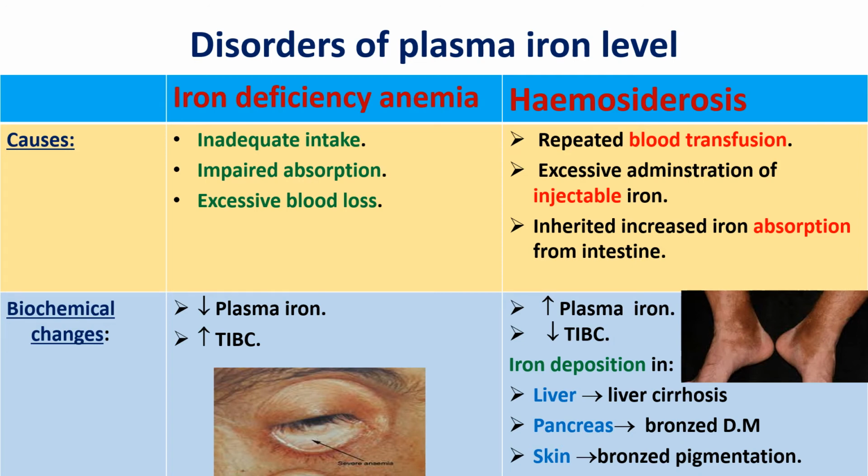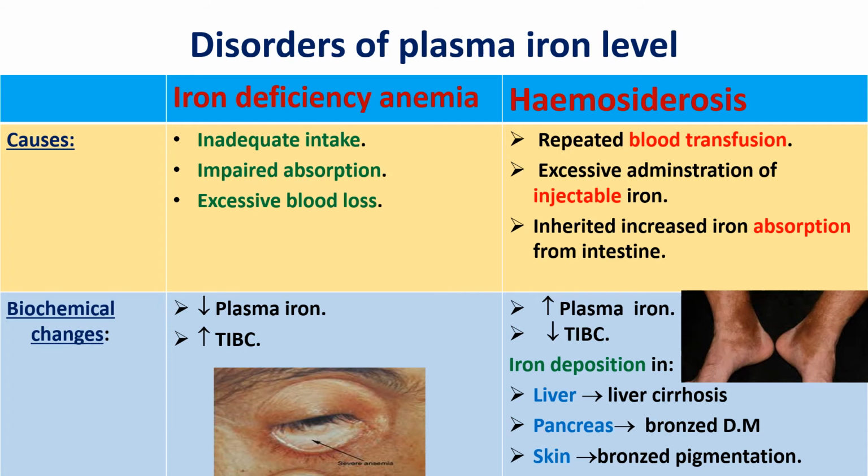What is meant by increased TIBC? Increased amount of transferrin available for binding iron, because the iron is decreased, so there are many transferrin molecules available to bind iron. This is the increased TIBC. While on the other hand, in hemosiderosis, there is increased plasma iron and decreased TIBC. What is decreased TIBC? Decreased amount of transferrin available to bind iron, because the transferrin is already saturated. So there is decreased amount of transferrin that is available to bind more iron.